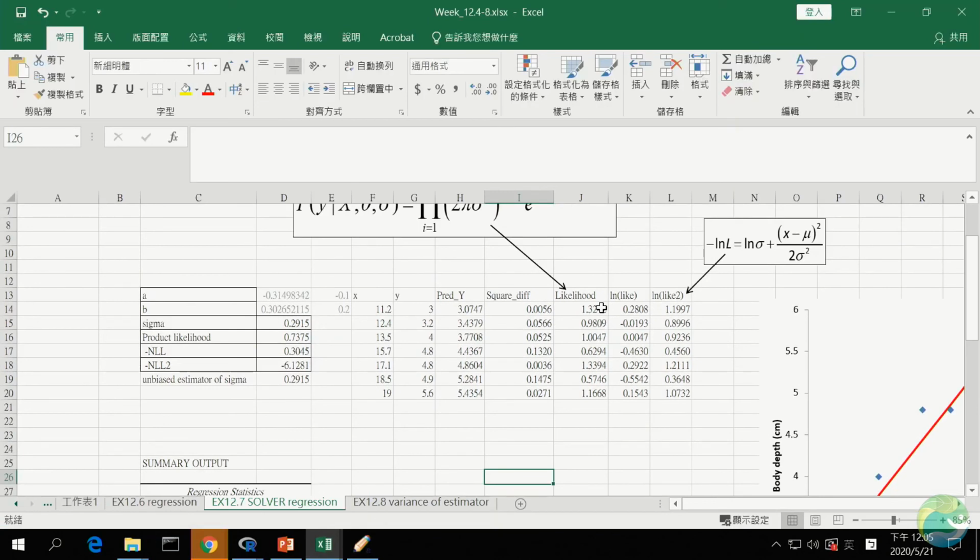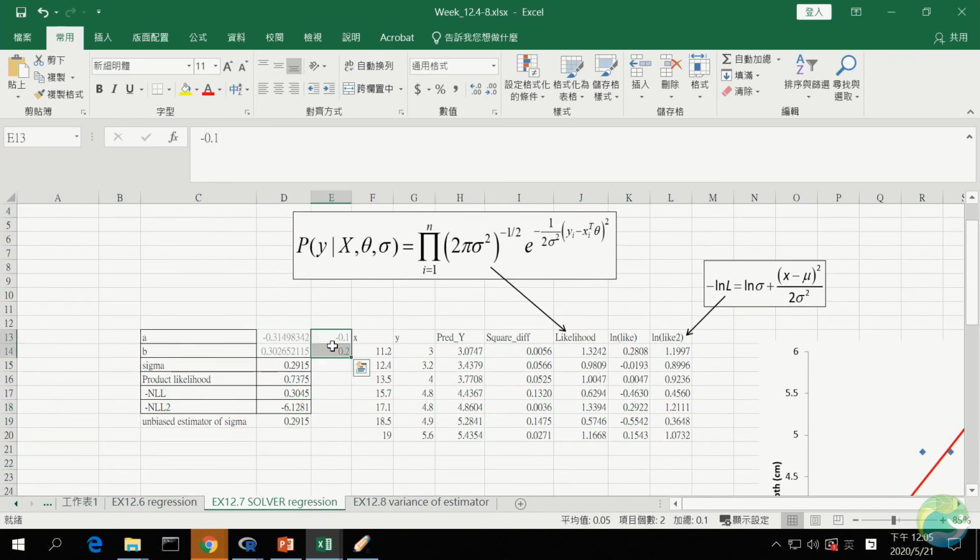Same idea. You just calculate the likelihood, or you can calculate the negative, or you can calculate the log likelihood, right? And log likelihood can have a simple version. If you want to remove the constant, this is the simple version. So this is the total likelihood, this is the negative log likelihood, this is the negative log likelihood based on the simple version of the formula.